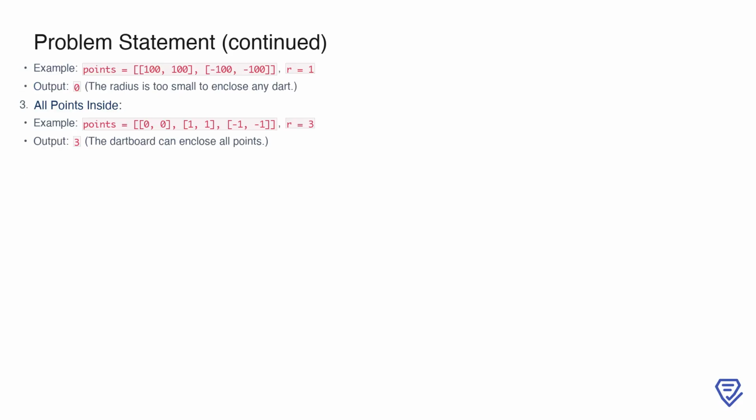To summarize, the key constraints include up to 100 dart positions and a radius between 1 and 5,000. The dartboard can be placed anywhere, and darts on the boundary count as valid. It's also crucial to handle precision errors carefully, especially when calculating distances. Finally, edge cases include scenarios like all darts inside the dartboard, none fitting, or minimal input sizes. For example, a single dart at (0, 0) with r equals 1 would output 1, while widely separated darts with a small radius would yield 0. Understanding these nuances is essential for implementing an accurate and efficient solution.